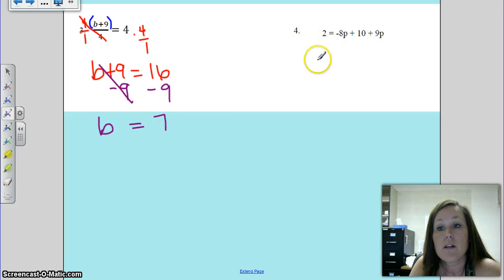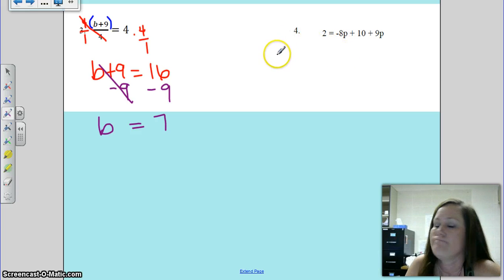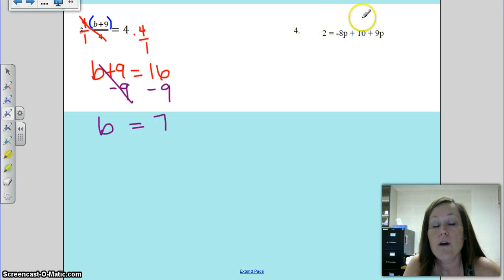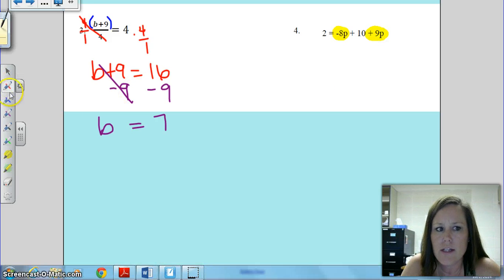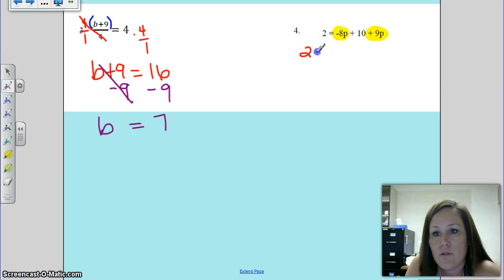Here, this one, a lot of you guys were like, well, I need to add 8p, and then I need to add 9p. On this side of the equal sign, you have to combine all your like terms first before you start moving stuff around. So on this side of the equal sign, I see that I have negative 8p plus 9p. It would be just like if it said negative 8 plus 9. Okay, you're going to do the same thing. So I'm going to have 2 equals. Combining those two gives me 1p, and my plus 10 is still there.